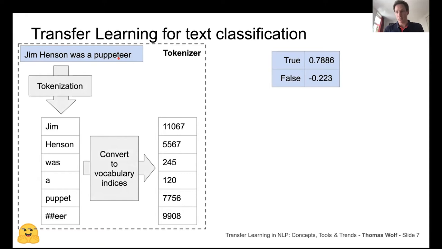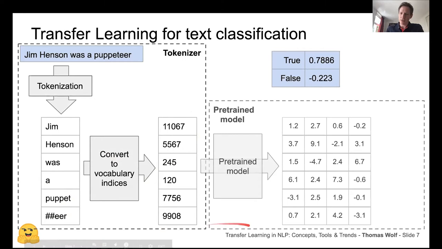So here, puppeteer will be split into puppet and er, with the suffix er. And here we know both subparts of it. Okay, and by know, I mean they are in our model vocabulary. The vocabulary of a model is usually a few tens of thousands of words. For instance, for BERT, it's about 50,000 words. Now that we have all these subwords that are in our vocabulary, we can convert them into indices, which are just the indices in our vocabulary. And this is a numeric input, so we can now use that as input for our model.